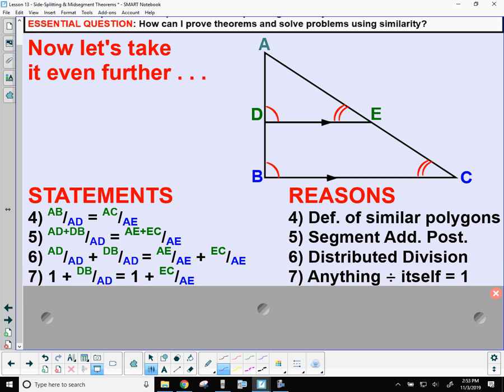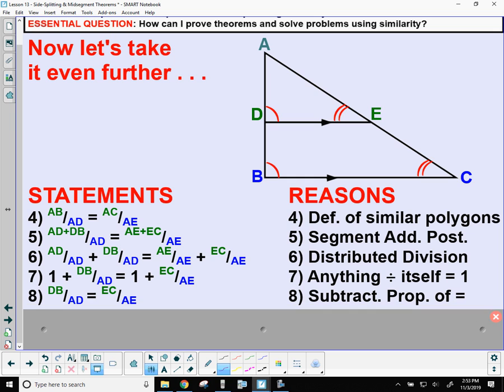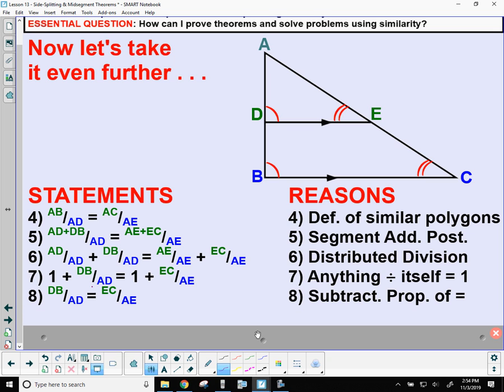Well, anything divided by itself is 1. So replace that with 1. And then we subtract 1 from both sides. Then we're left with DB over AD equals EC over AE. Okay, again, not too bad. Y'all have seen these properties before.